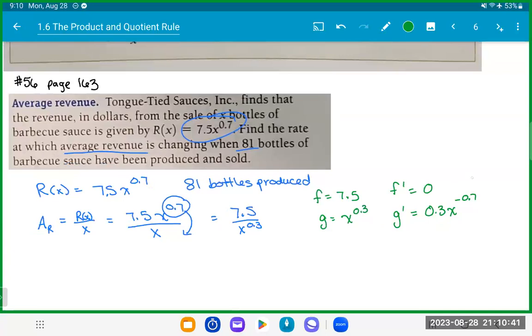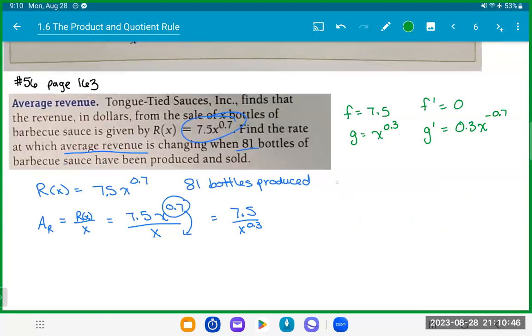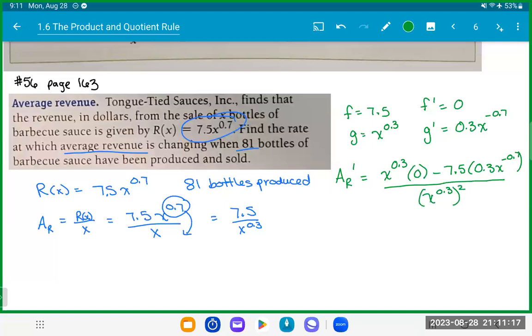So I'm going to just move this up here so I have a little bit more room. My derivative then is going to be g times f prime minus f times g prime, divided by g squared.